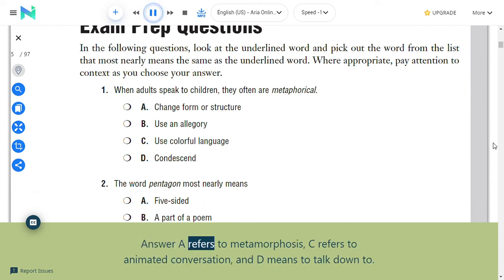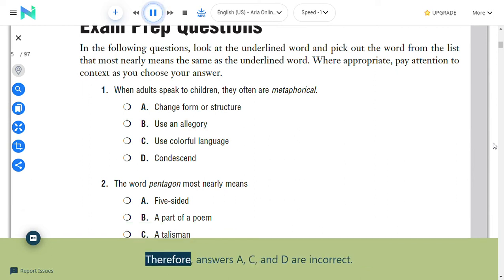Answer A refers to metamorphosis, C refers to animated conversation, and D means to talk down to. Therefore, answers A, C, and D are incorrect.